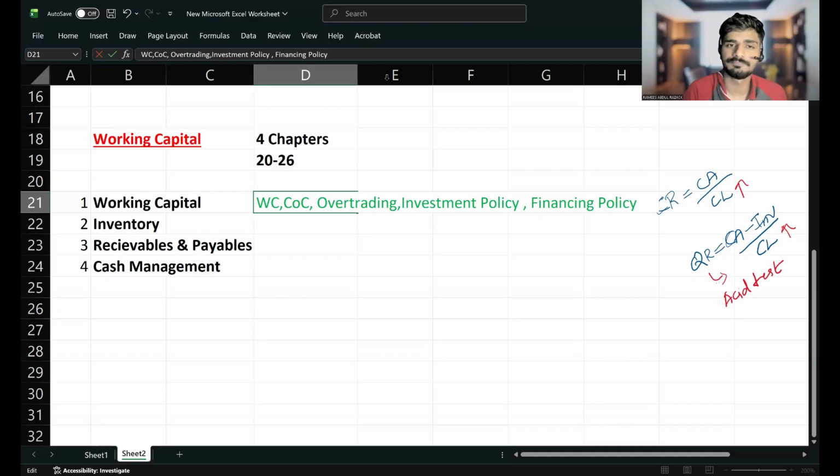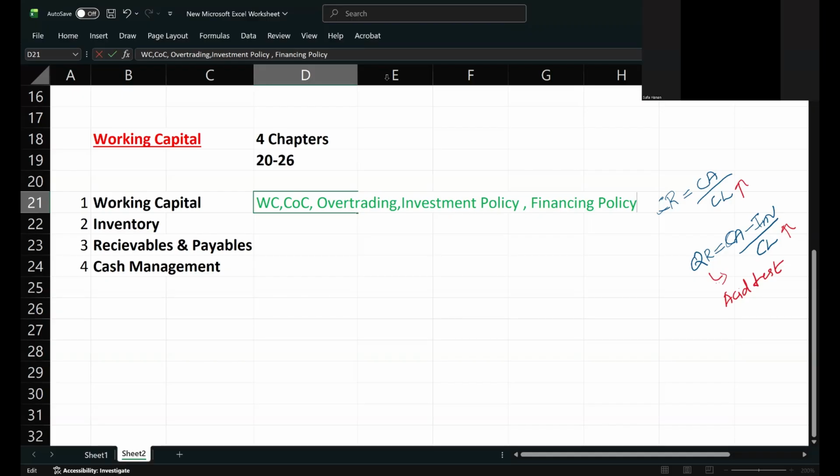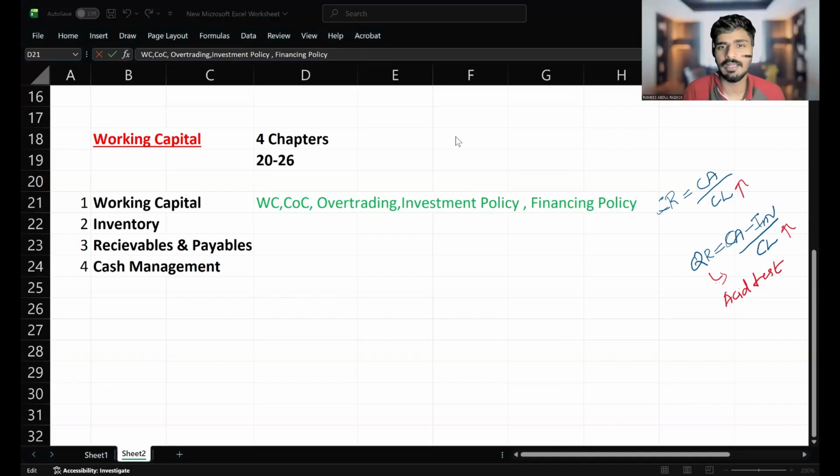Aggressive approach. Conservative. Moderate. Okay, those are the three approaches in both investment policy and financing policy. But the three approaches in both investment policy and financing policy are entirely different. We cannot say they are the same. There are differences in these three approaches for both investment policy and financing policy. You have to learn that. Our regular students will know the difference between conservative approach, aggressive approach, and moderate approach.